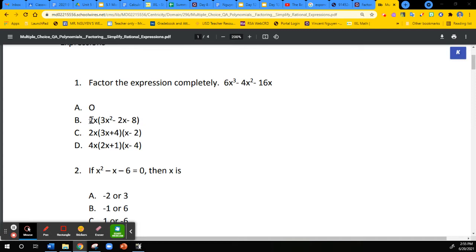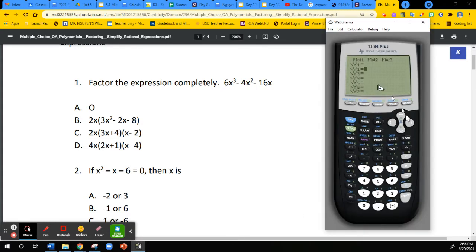So we're going to check both B and C, and if they are correct, then we will pick C. If both B and C are not right, then we would pick D. D is obviously the answer, okay? So let's get started, okay? So what do I do?